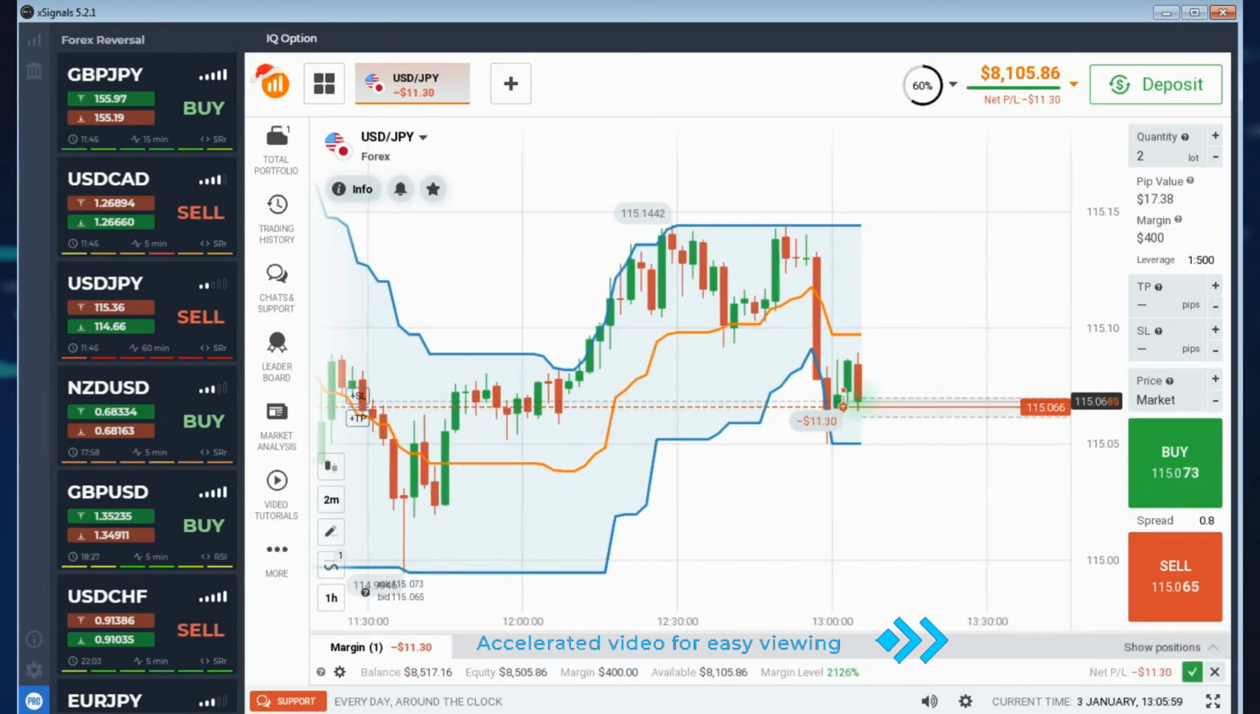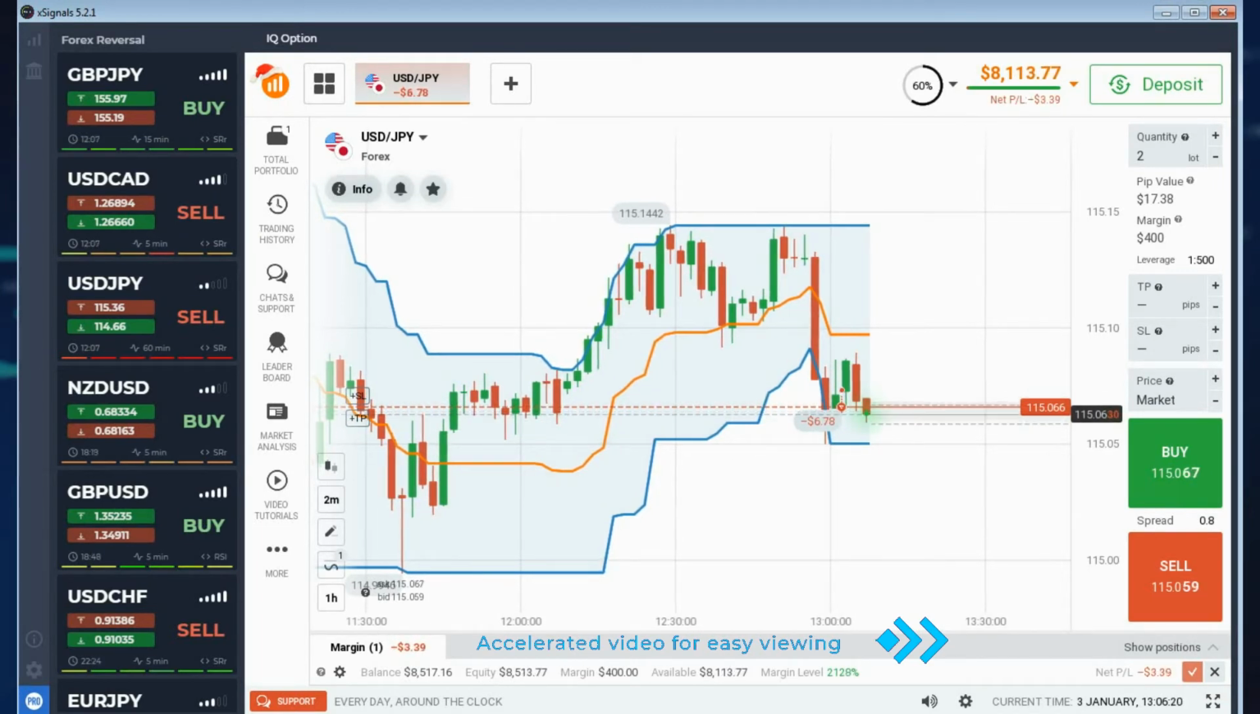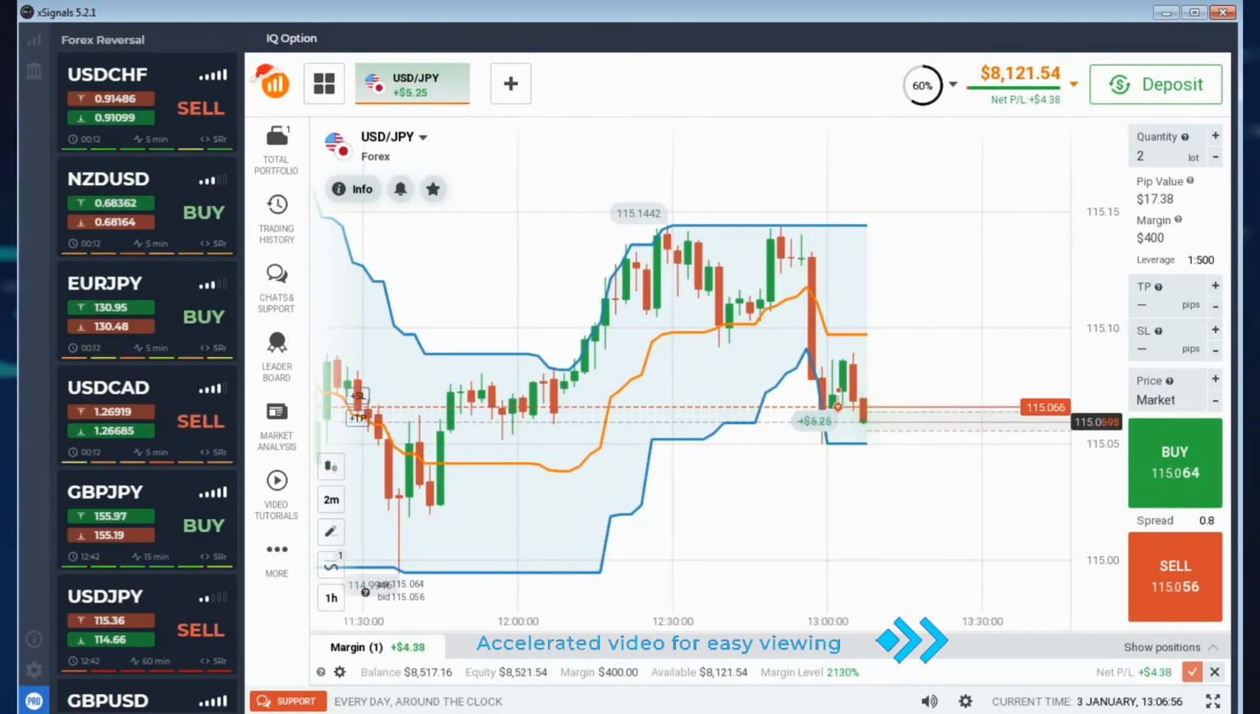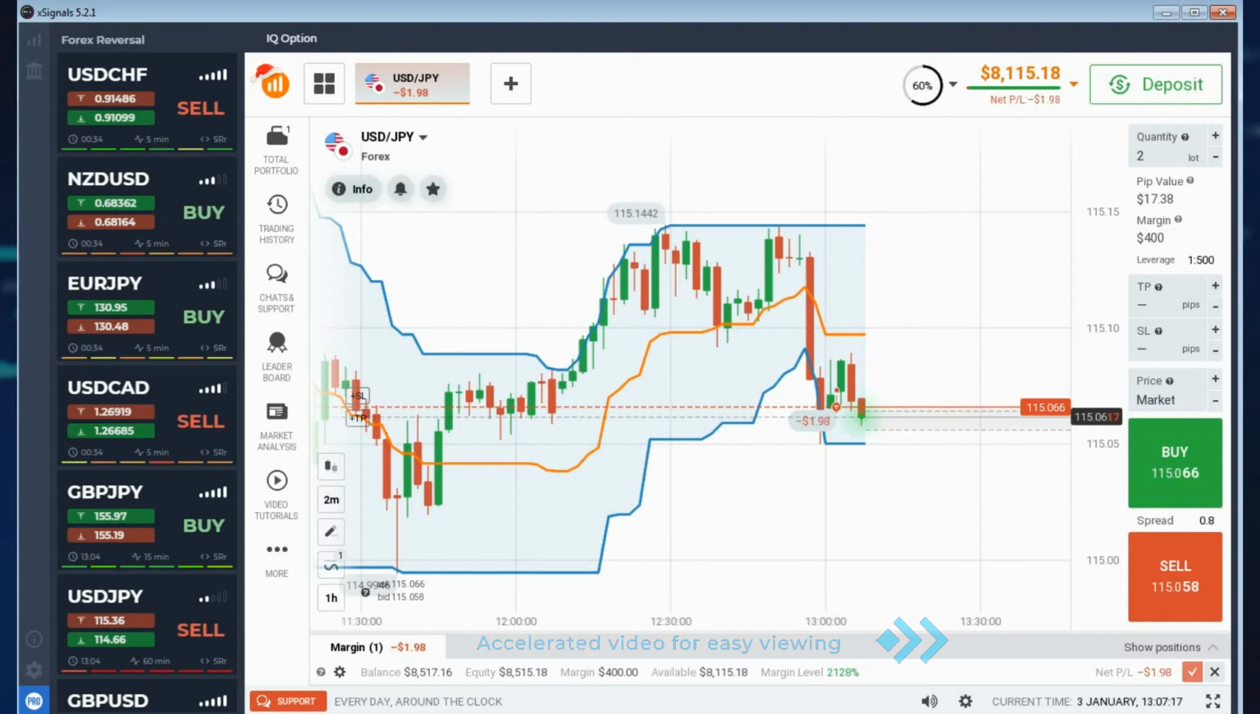The stochastic, RSI and MACD oscillators work well as additional confirmation. Remember the basic rule of technical analysis: the larger the time frame, the more reliable the signal. On timeframes of 30 minutes or more, you can increase the lot size and profit per trade.